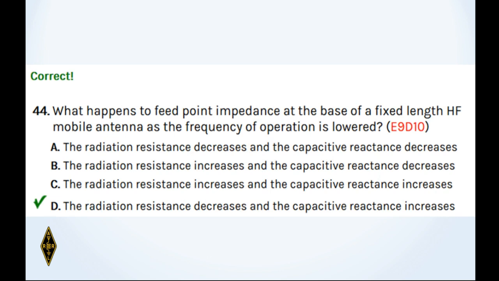And 44, what happens to the feed point impedance at the base of a fixed length HF mobile antenna as the frequency of operation is lowered? So as the frequency of operation is lowered, the antenna stays the same length, but it gets relatively shorter compared to the frequency. So a shorter antenna is a capacitive antenna. So that's one part. And the radiation resistance will decrease. So the radiation resistance decreases and the capacitive reactance increases, so 44D.